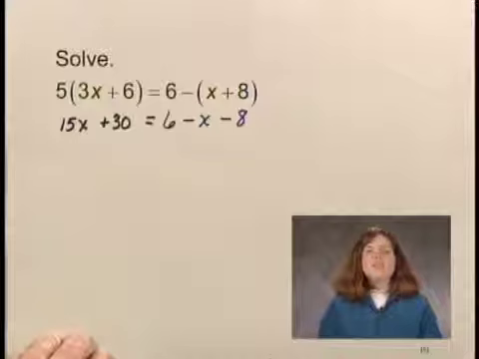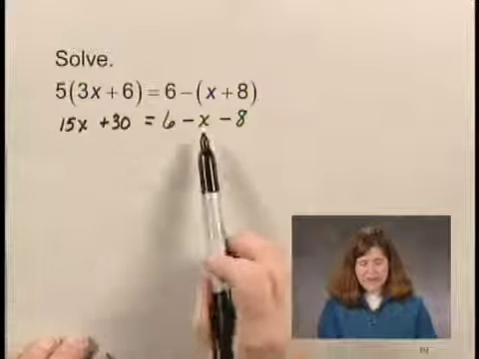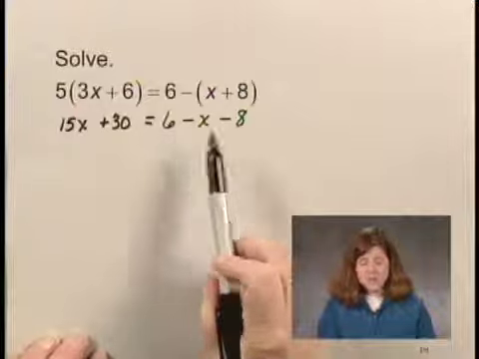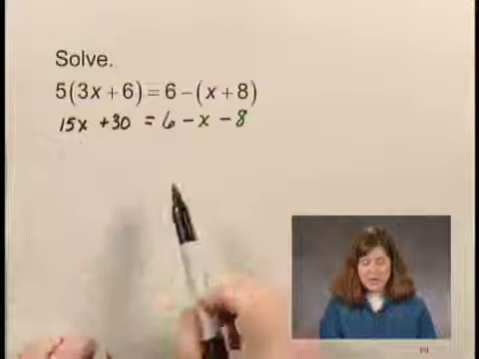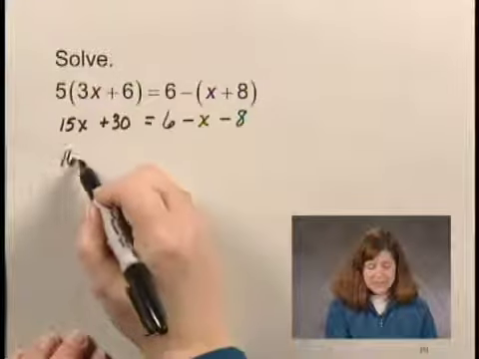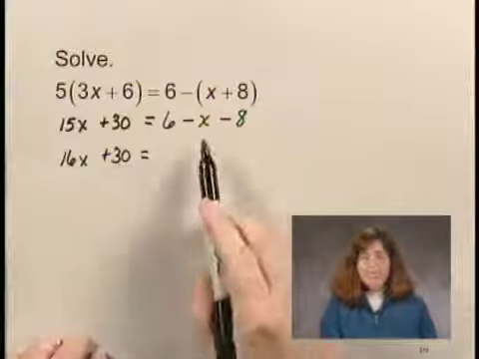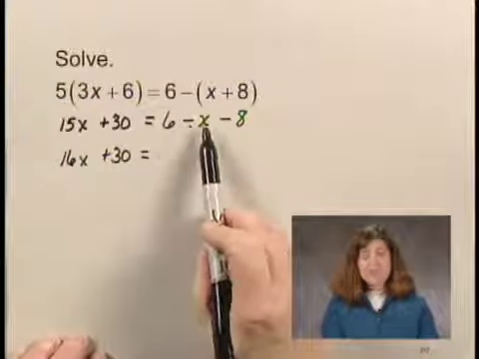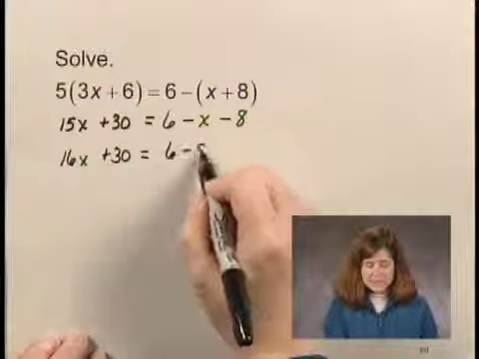And now we've removed the parentheses, so we can solve by, first of all, adding x on both sides of the equation in order to get the x terms together on one side of the equation. If I add x on the left side of the equation, I get 16x plus 30. If I add x on the right side of the equation, I have the opposite of x plus x, which will be 0, so I'm left with just 6 minus 8.